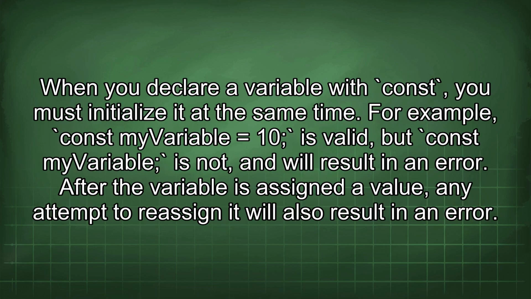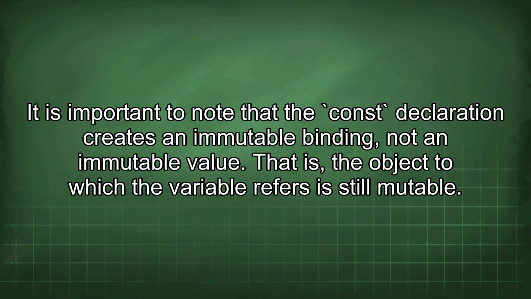When you declare a variable with const, you must initialize it at the same time. For example, const myVariable = 10 is valid, but const myVariable is not and will result in an error. After the variable is assigned a value, any attempt to reassign it will also result in an error. It is important to note that the const declaration creates an immutable binding, not an immutable value. That is, the object to which the variable refers is still mutable.